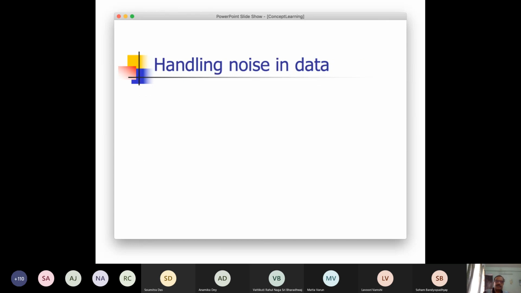Now let us come to the other kind of consideration. I discussed the case when the training sample does not have any error. But now consider that your training sample also has error. Now, how do you handle that? So that is the noise part we are talking about. So in your training data itself, there is noise.